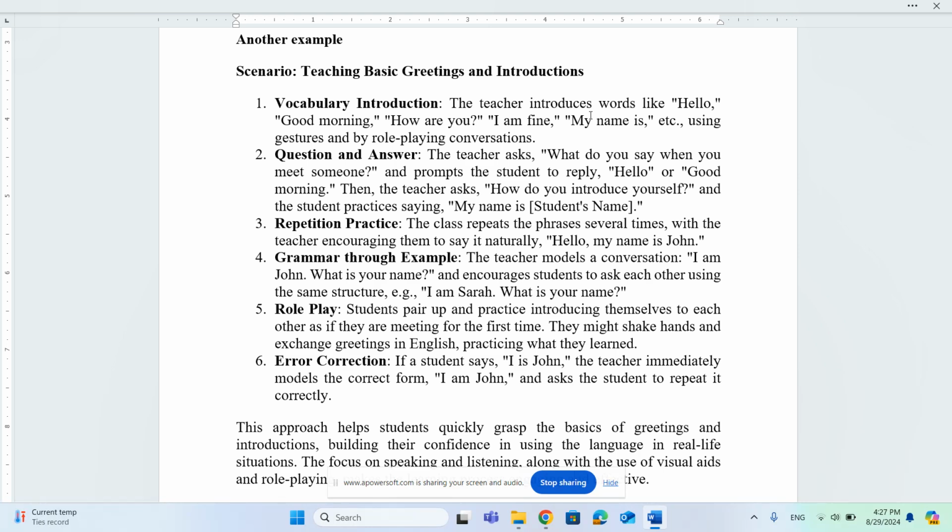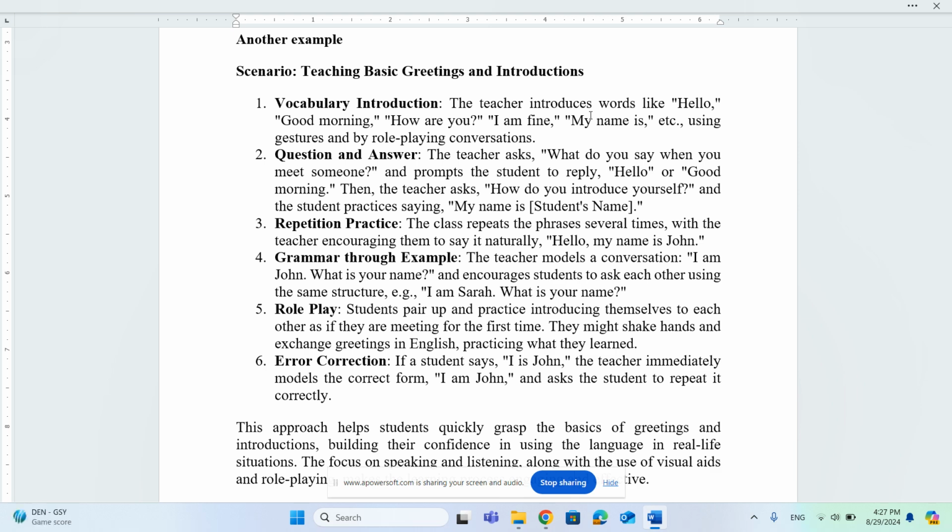The teacher does not explicitly tell the rule to the students, but gives many examples, like, I'm John, what's your name, and encourages the students to ask each other using the same structure, like, I'm Sarah, what is your name? Now another student, I'm Vishal, what is your name? I'm Bipana, what is your name? In this way they have to practice it, because you are teaching basic greetings and introductions.